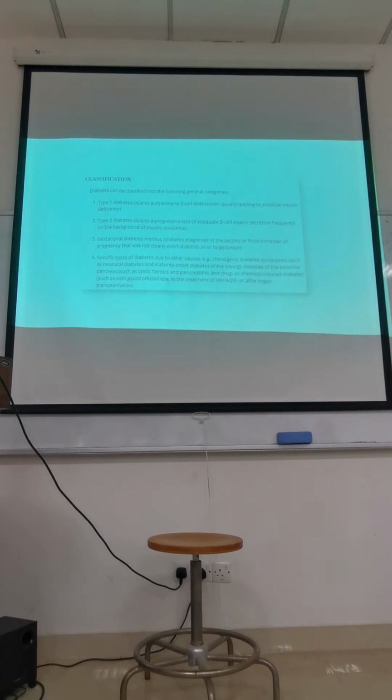Insulin problem can be because the islet cell, the beta cell, is damaged by something, right? If the beta cell is damaged, insulin will not be produced. That leads to absolute deficiency of insulin. This is called type 1. In the other case, insulin is produced, but insulin cannot work well. That is type 2 diabetes, right?